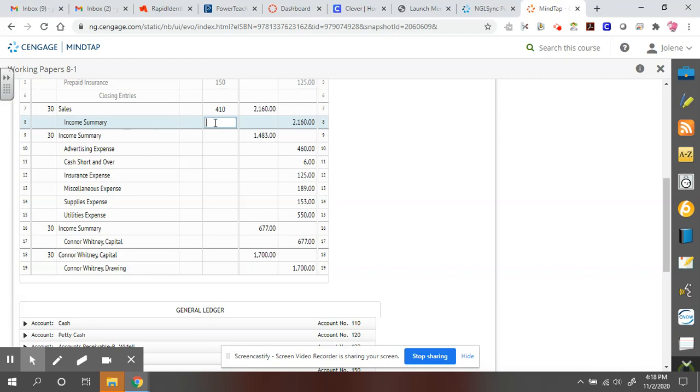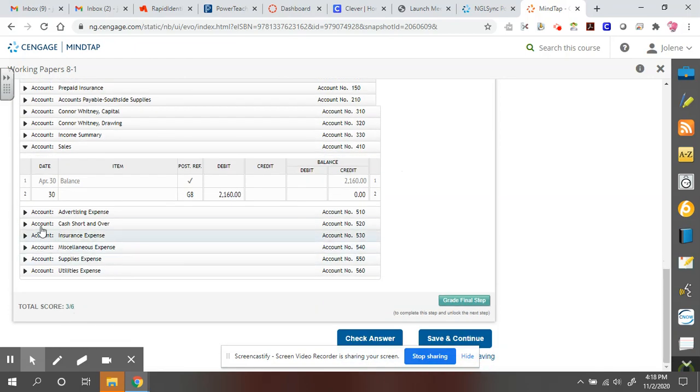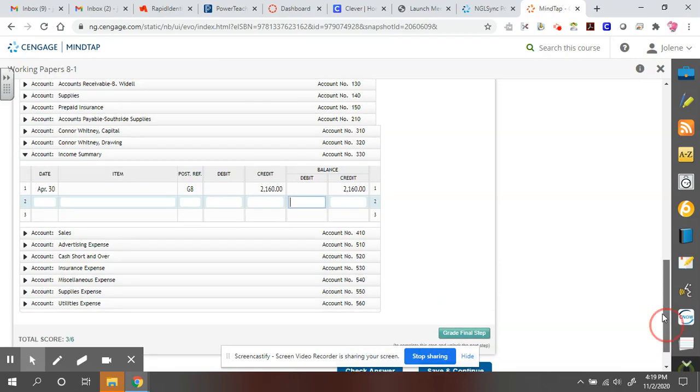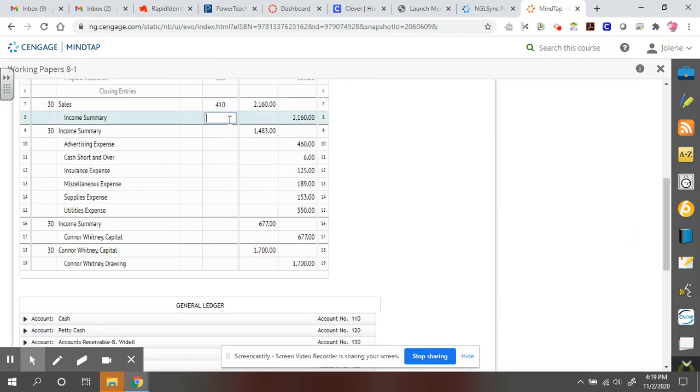Now we've got the income summary. We have to come down here to income summary on the 30th, and nothing's there yet, so we have to put April 30. And G8 again. And this time we credit $21.60. Okay, so nothing's there, so this is the new balance, $21.60 credit. Here's our account number, 330. I'm going to move that up here and put 330 in there.